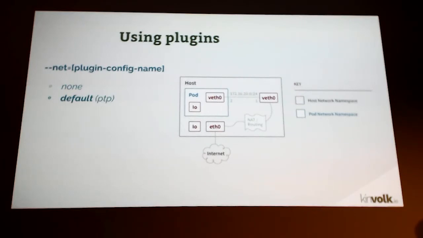And then you have the default one. Now this is a peer-to-peer connection, or point-to-point connection. This is the default. Look down here, there's one called PTP where you can define the parameters yourself. But if you run without even the dash dash net, you'll get the default, or you can specify it. This is basically what it will give you.